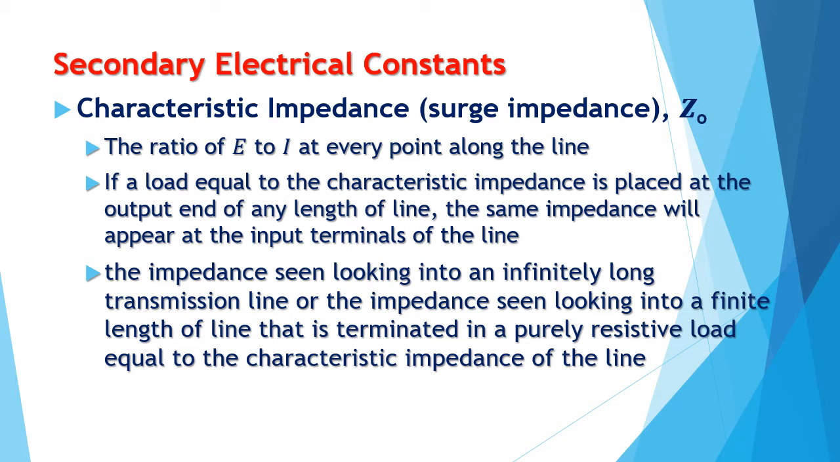If a load equal to the characteristic impedance is placed at the output end of any length of line, the impedance will appear at the input terminals of the line. This is known as a matched line. And finally, the characteristic impedance is the impedance seen looking into an infinitely long transmission line, or the impedance seen looking into a finite length of line that is terminated in a purely resistive load equal to the characteristic impedance of the line.